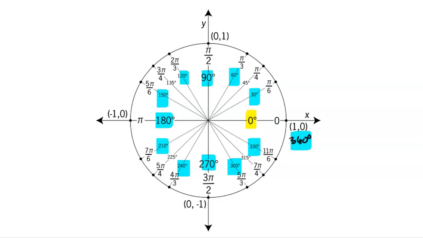So 30 is a really nice number that goes into 360 degrees evenly. Now, 45 degrees also goes in evenly. There's 45 degrees, another 45 is 90, another 45 is 135, another 45 is 180, another 45 is 225, another 45 is 270, another 45 is 315, another 45 is 360.